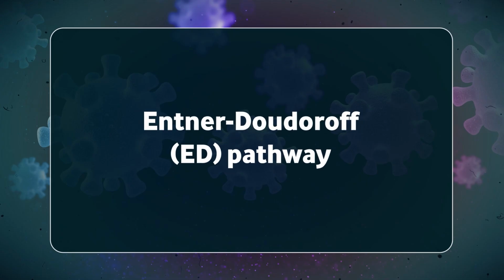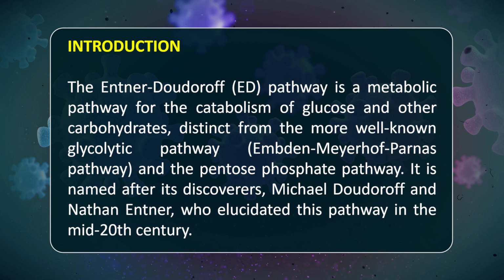Now, let us start our session on the Entner Doudoroff pathway. The Entner Doudoroff or ED pathway is a metabolic pathway for the catabolism of glucose and other carbohydrates, distinct from the well known glycolytic pathway or the PPP pathway, the pentose phosphate pathway. It is named after its discoverers Michael Doudoroff and Nathan Entner, who elucidated this pathway in the mid 20th century.